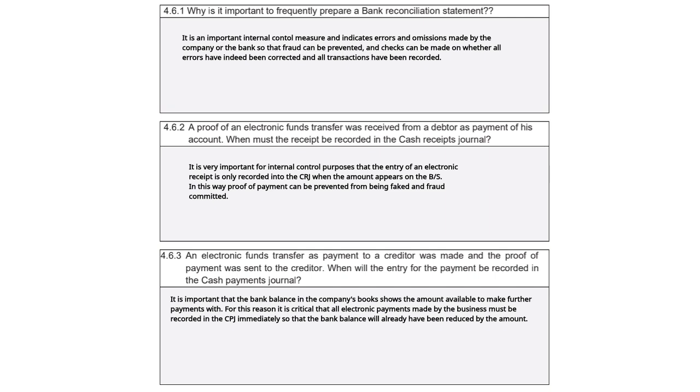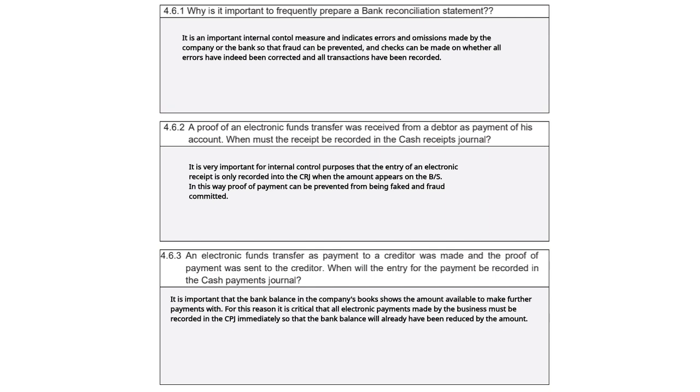4.6.2. A proof of an electronic funds transfer was received from a debtor as payment of his account. When must the receipt be recorded in the cash receipts journal? It is very important for internal control processes that the entry of an electronic receipt is only recorded into the CRJ when the amount appears on the bank statement. In this way, proof of payment can be prevented from being faked and fraud committed.